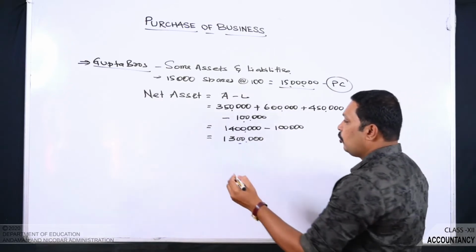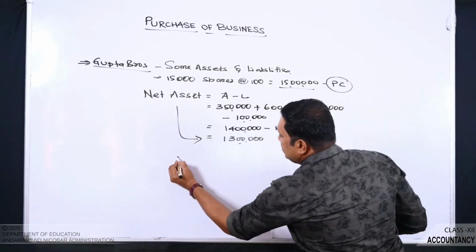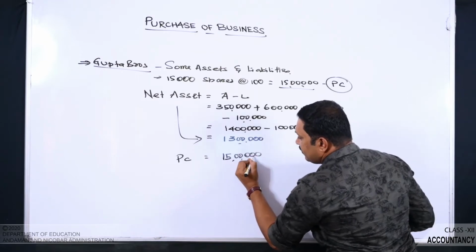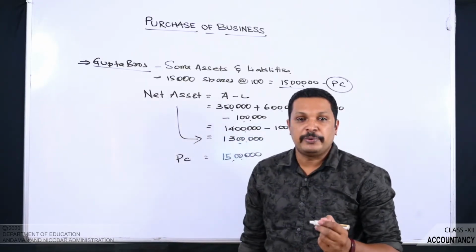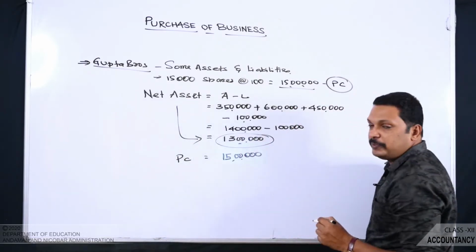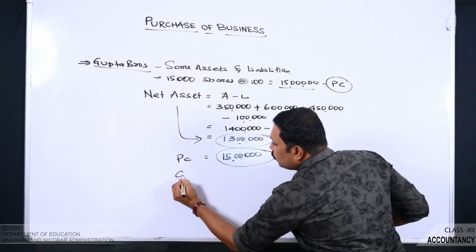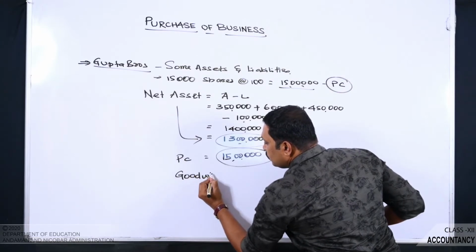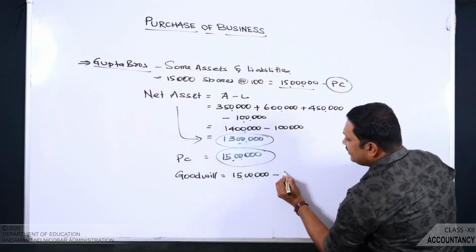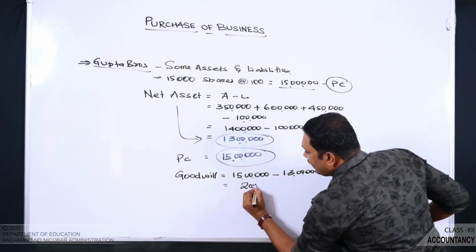We got net asset 13 lakh, but how much are we paying? That is PC. PC is 15 lakh. Are we paying more or less? We are paying more, because actually we got only 13 lakh rupees worth of assets, but we are paying 15 lakh. It means that the gap is goodwill. Goodwill is 15 lakh minus 13 lakh. So the goodwill is 2 lakh.